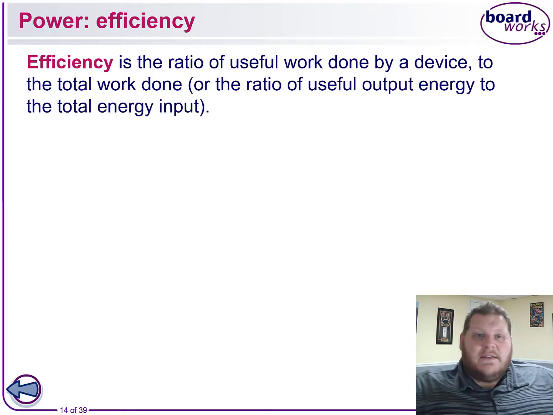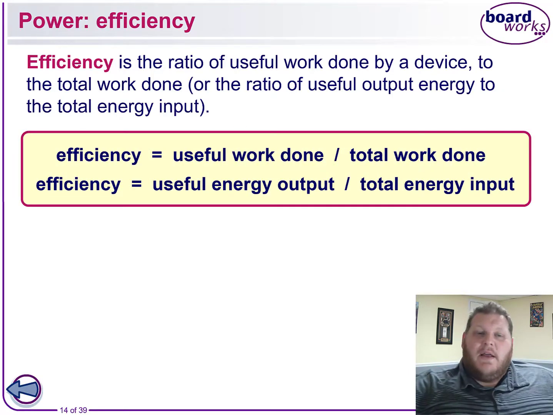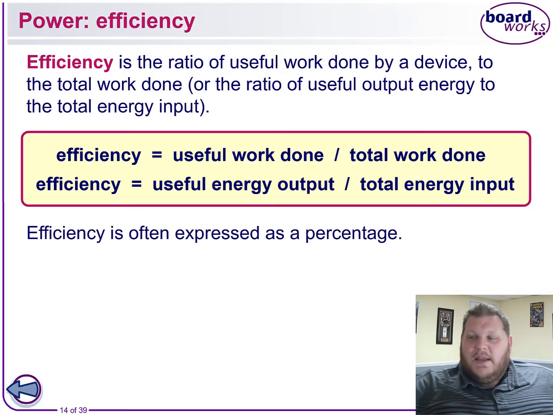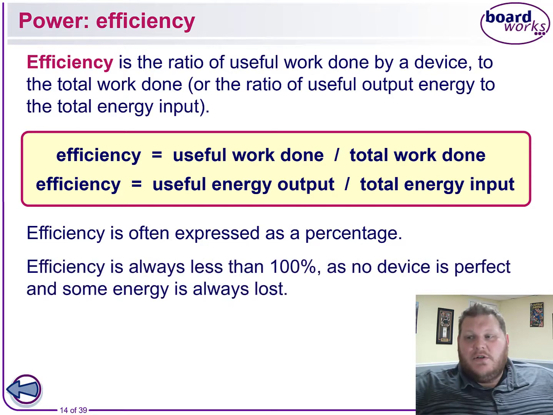So in a perfect system, the exact amount of energy that we're putting into it is the exact amount that we would get out of it. So useful work done divided by total work done, or again, useful energy output versus energy input. It's usually expressed as a percentage. It's always less than 100% because there's no perfect system where no energy is lost, just because we have resistive forces and all that stuff.